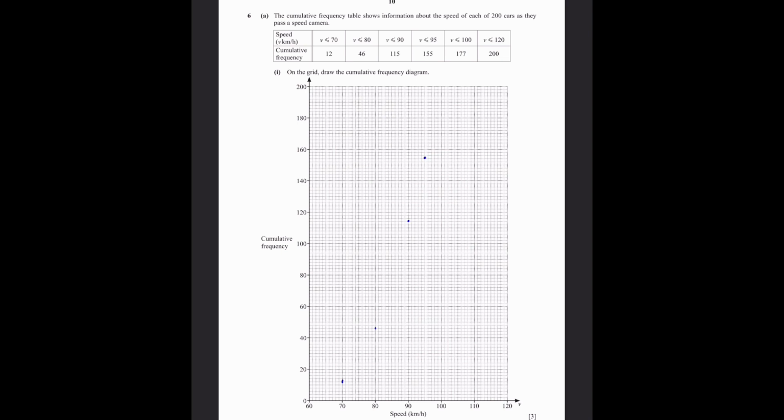Less than or equal to 100, we get 177 up here. And less than or equal to 120 finishes everything with 200. Now you can connect the dots and draw a curved frequency diagram. Try to make it as smooth as possible. I'm of course trying, although it is not very smooth.